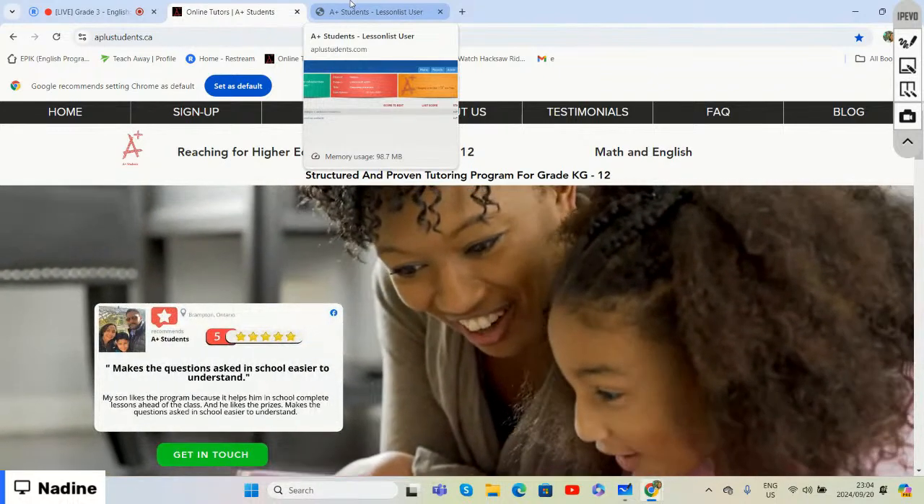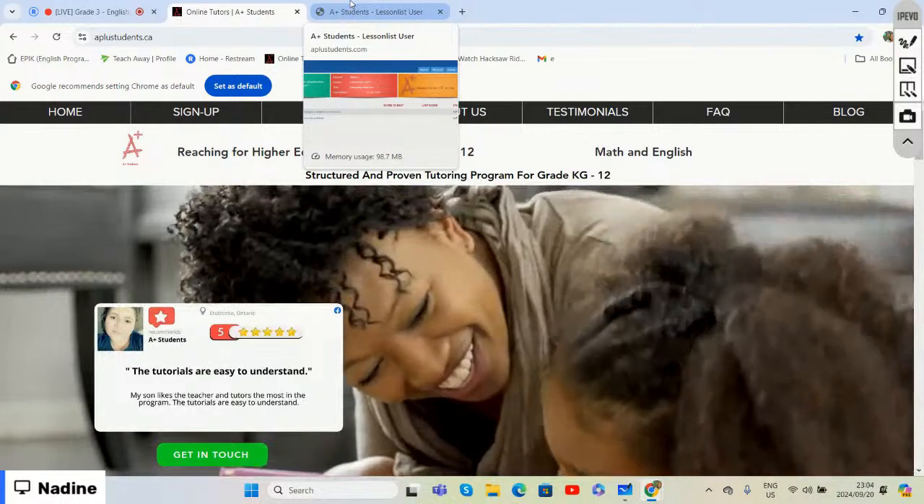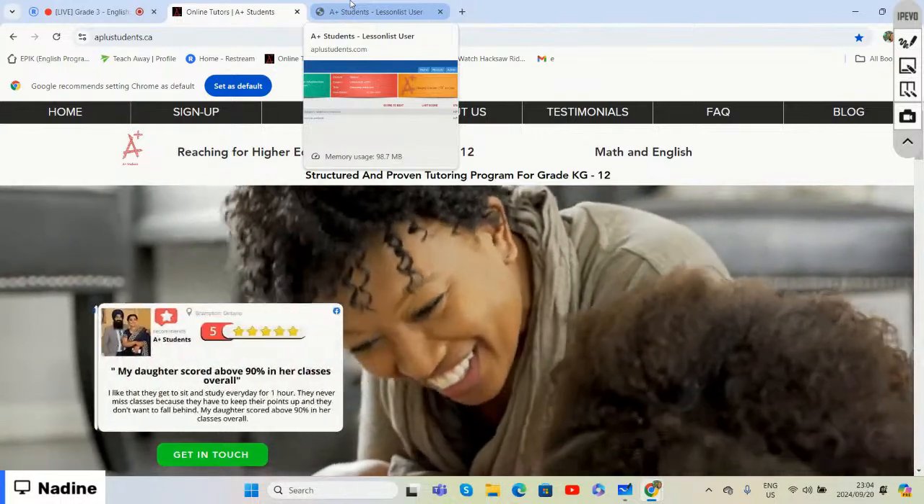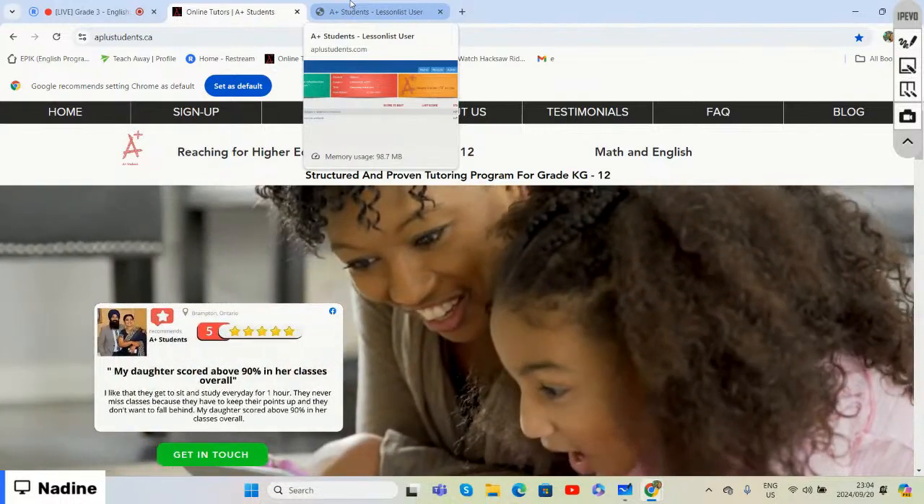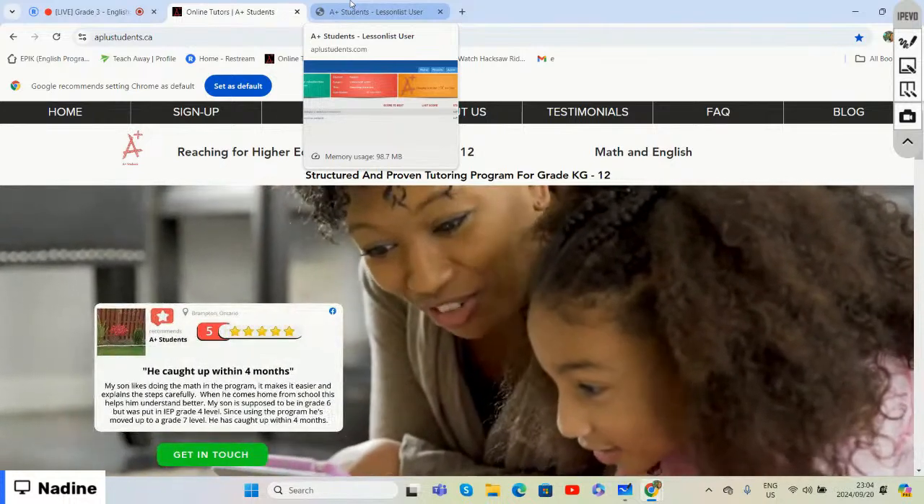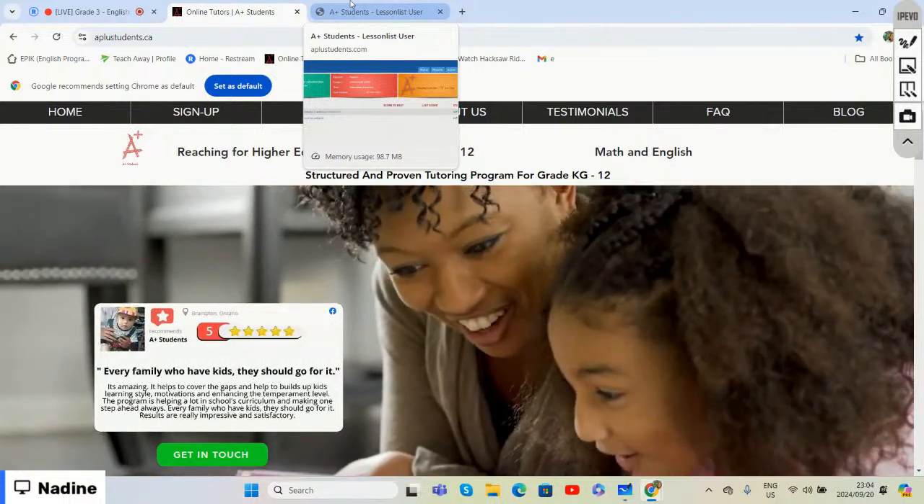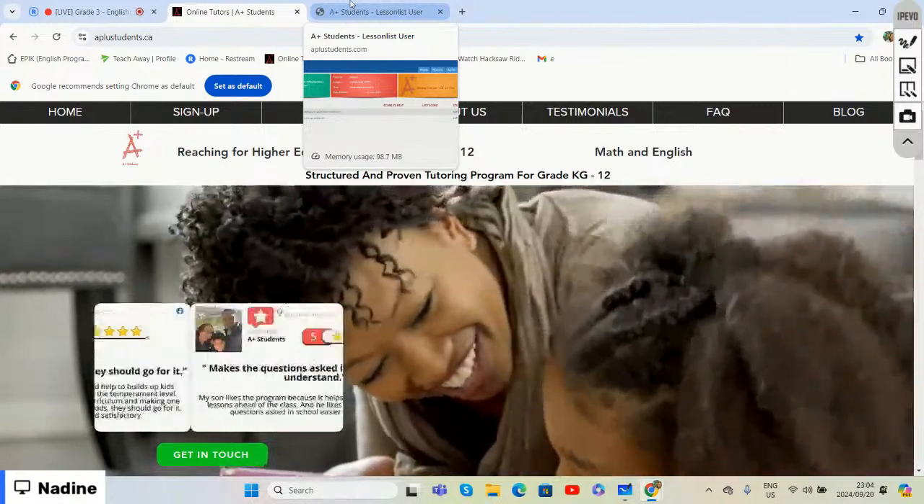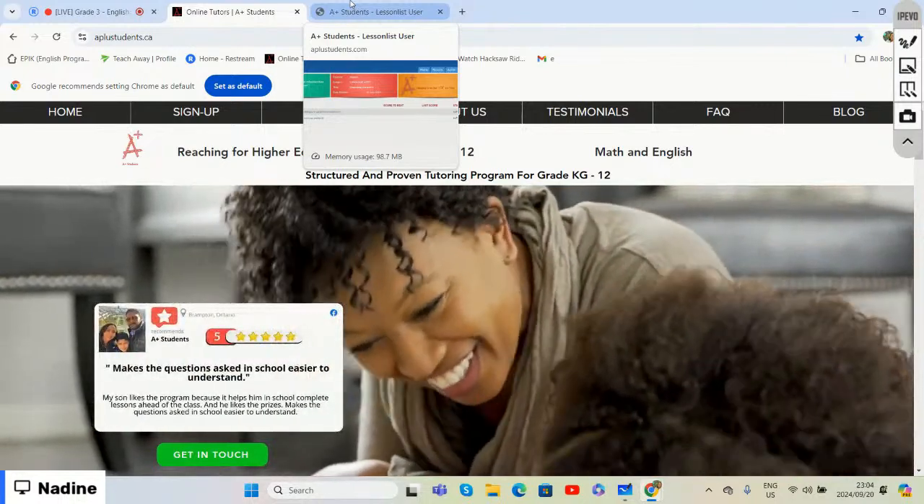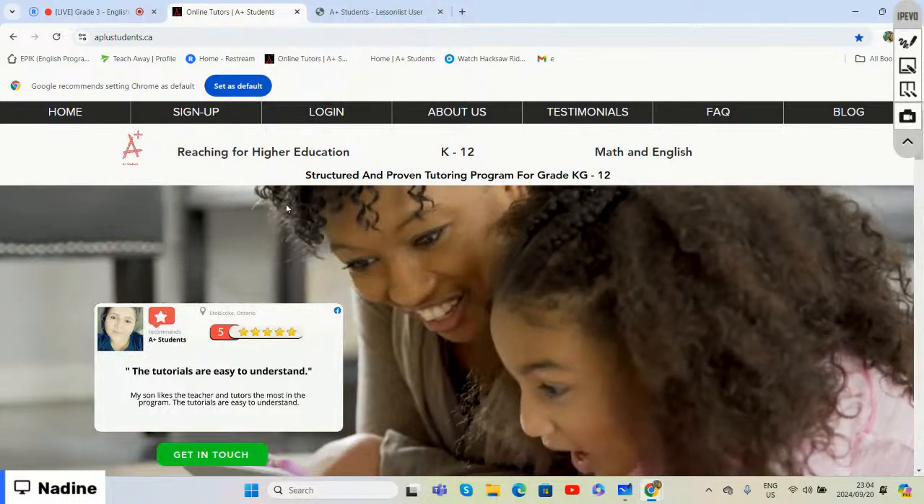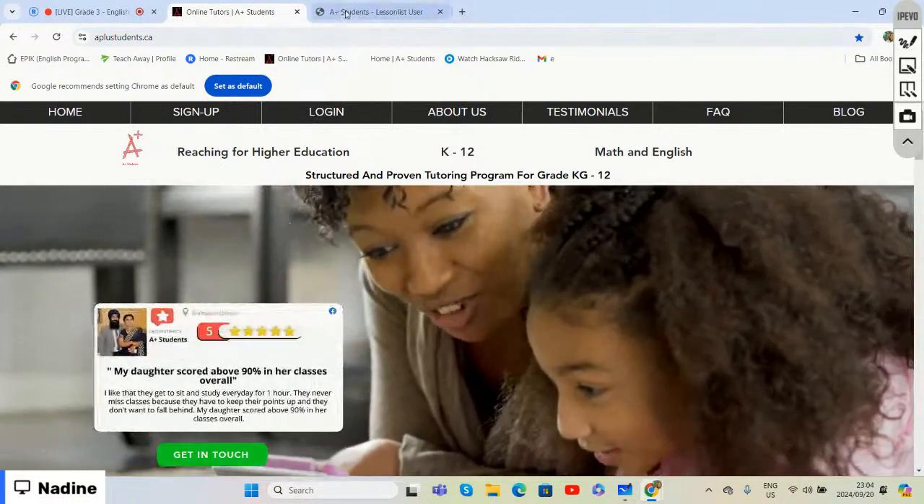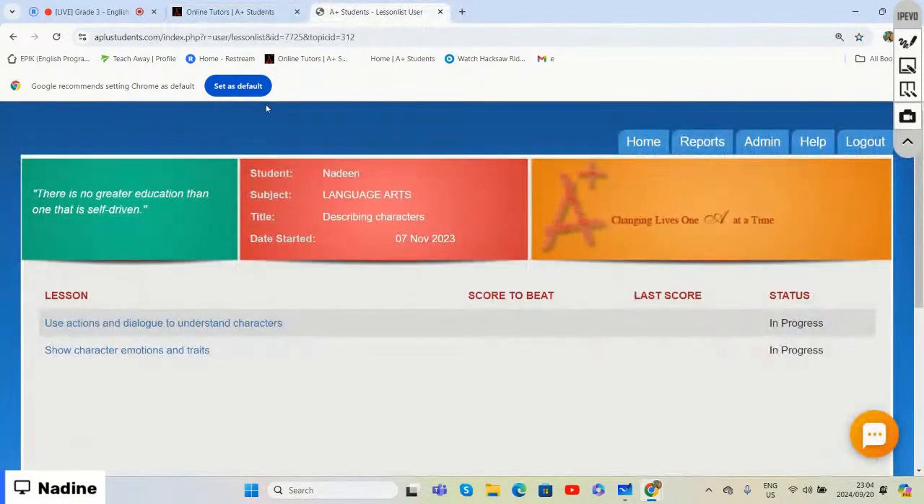We're doing grade 3, and the lessons that we are focusing on under the chapter of grade 3. Then we're going to scroll down until we get to describing characters.